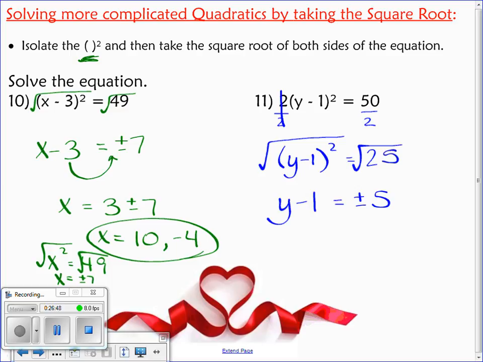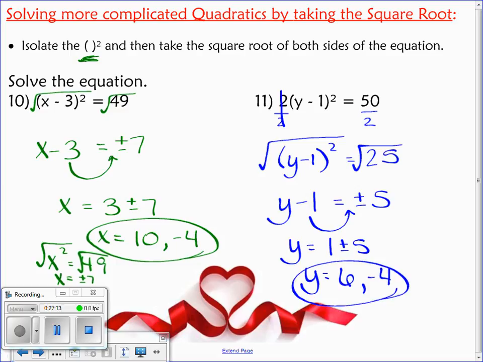And then to get y by itself, what happens when I move that negative 1 over? Positive 1 plus or minus 5. If you would stop there, I'm going to take a point off. Okay, 1 plus or minus 5 is correct, but is it simplified? No. What's 1 plus 5? What's 1 minus 5? There we go. You get your 2 answers.